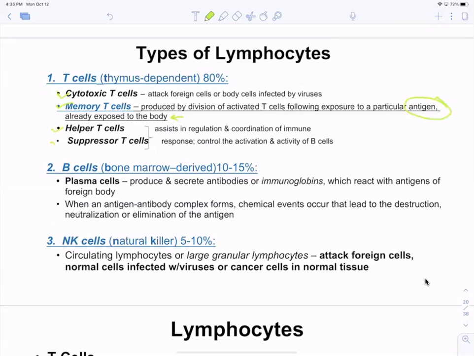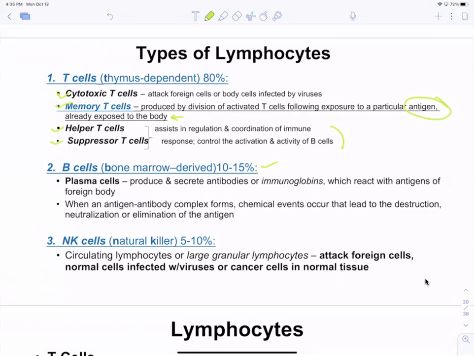And then there's helper T cells and suppressor T cells. These kind of activate and help regulate the B cells coming to assist in a fight against some kind of pathogen. So B cells are bone marrow derived cells, and they're 10 to 15% of your lymphocytes.